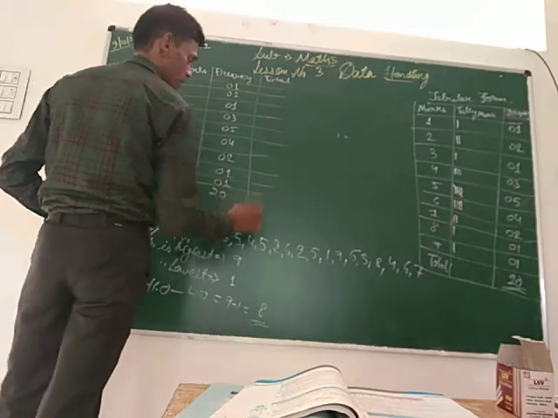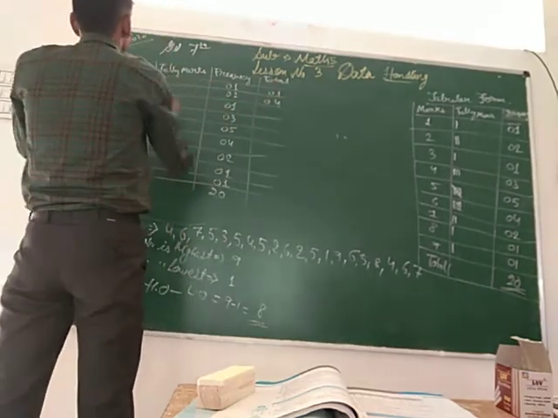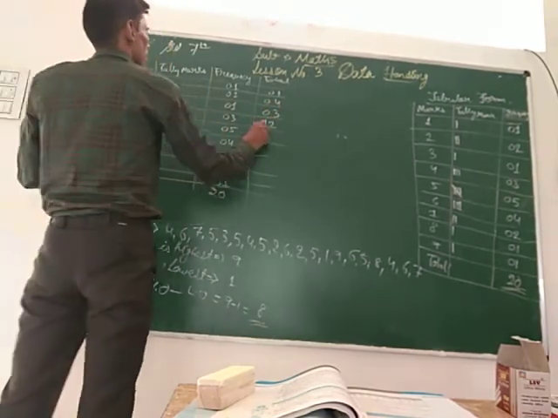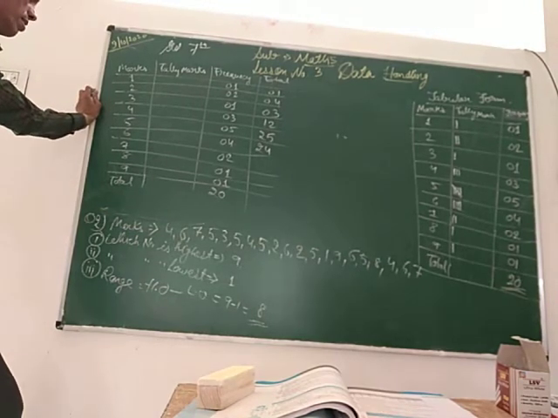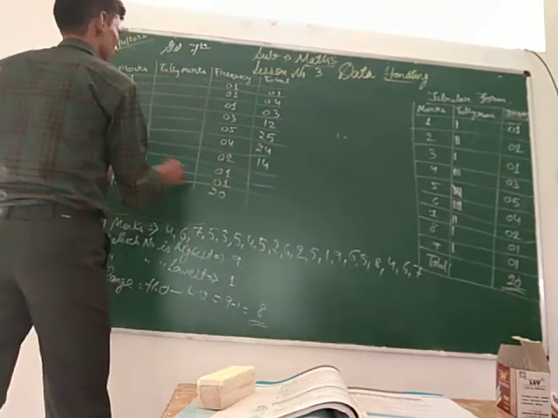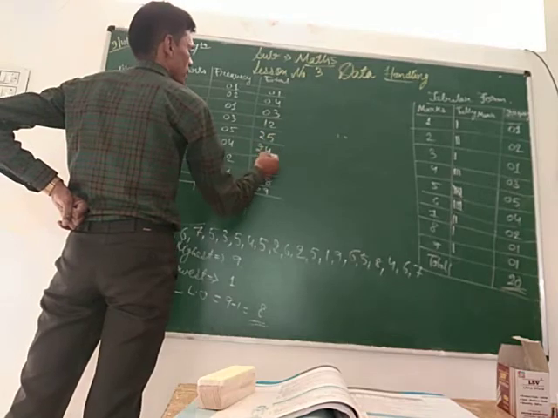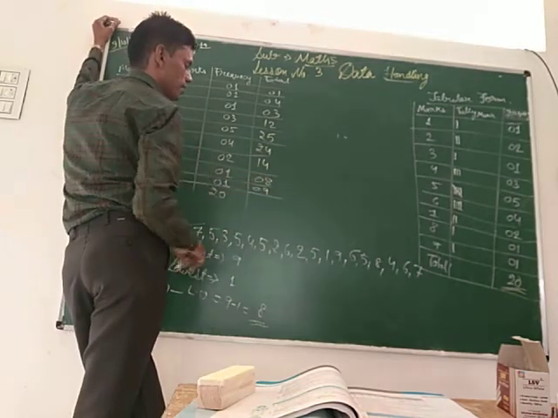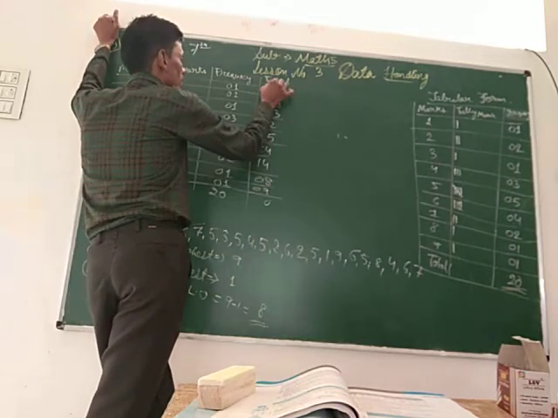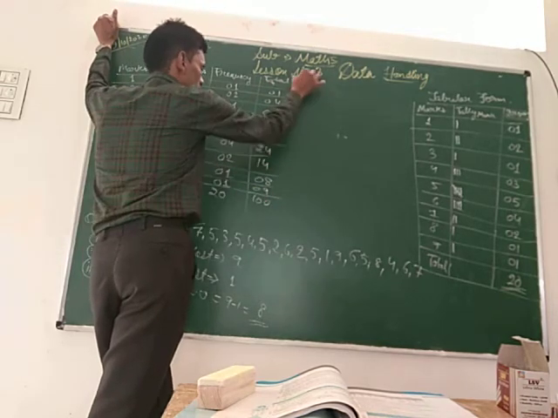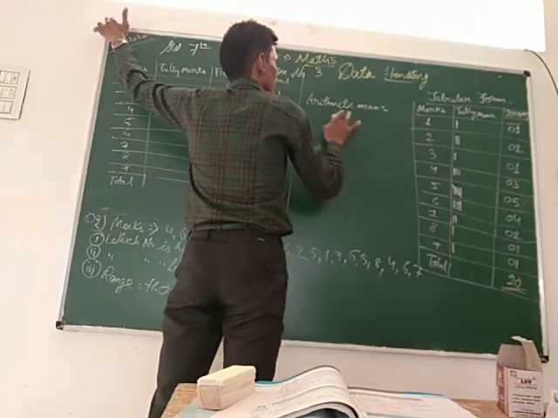Okay, total marks, how many? 1, 2 are 2, 3 are 3, 4 3s are 12, 5 5s are 25, 4 6s are 24. Okay. Now 7 2s are 14, 8 1s are 8, 9 1s are 9. We have to do the total of this: 1, 5, 6, 7, 8, 9, 10, 15, 19, 23, 23 and 8 is 31, and 9 is 40. The total is 100 marks.